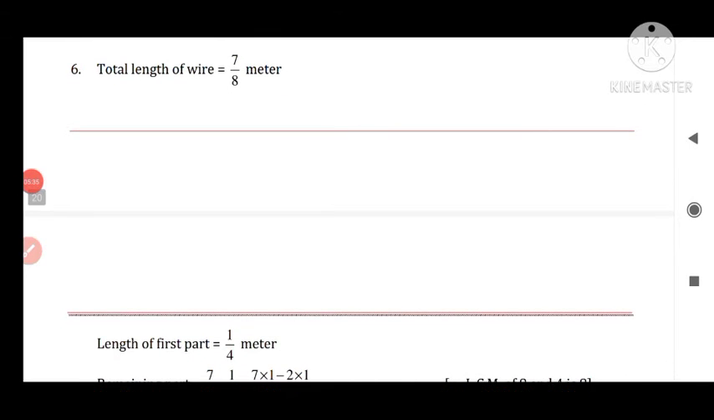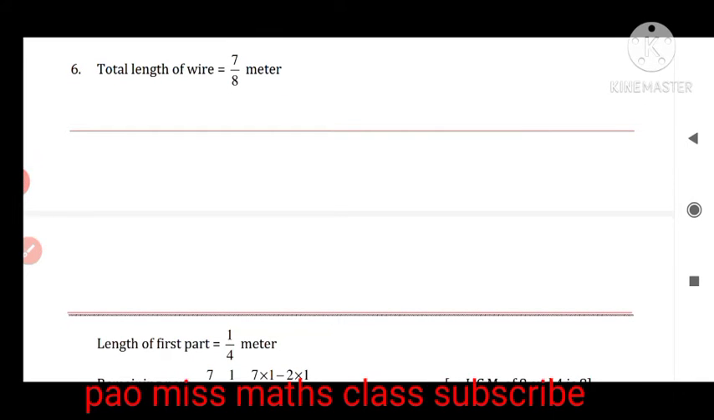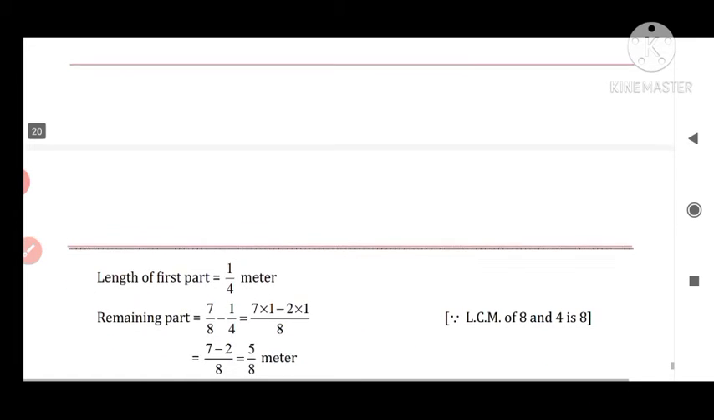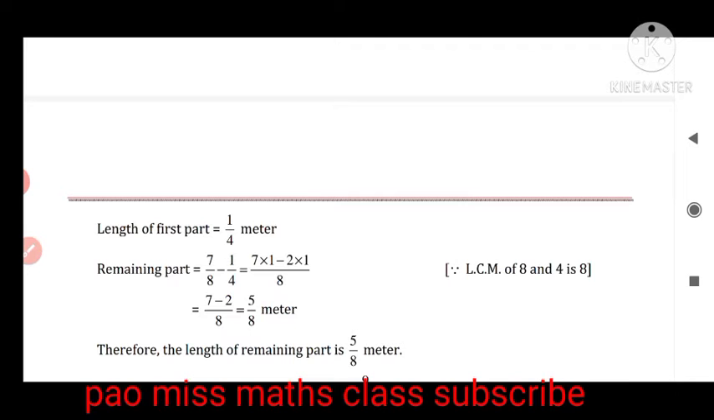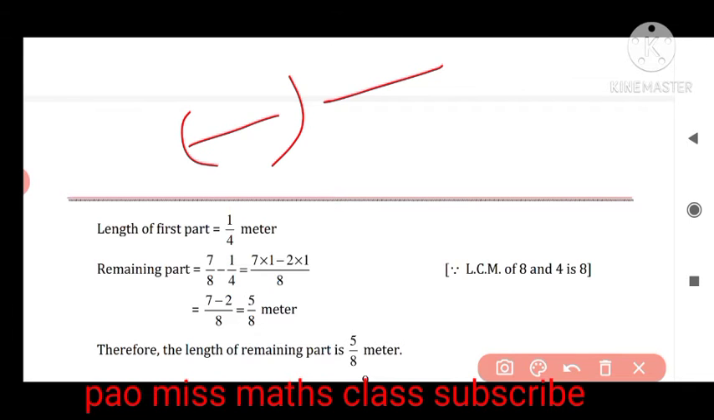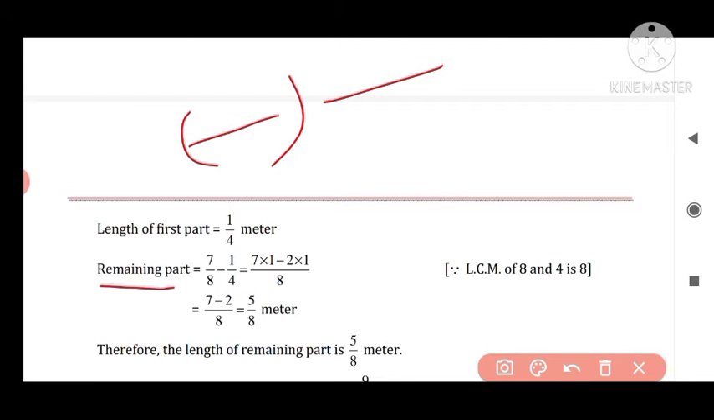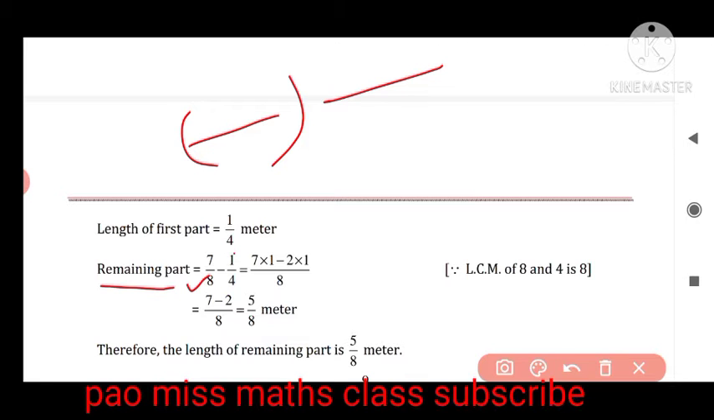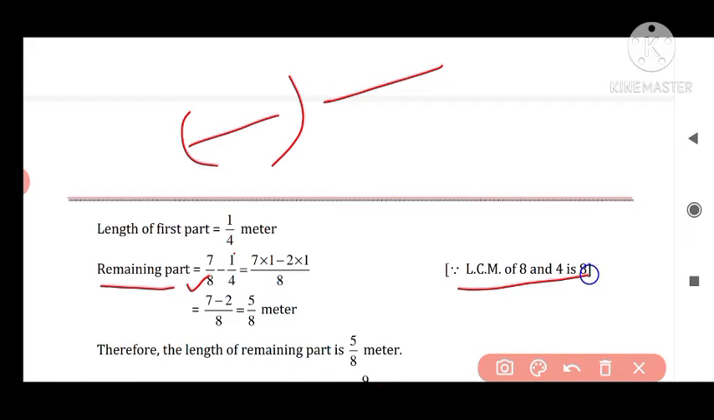You can see here the solution: total length is equal to how much? Total length of the wire is 7/8 meter, and that wire was divided into two parts, isn't it? So the first part is equal to 1/4 meter. Now the remaining part will be 7/8 minus 1/4. Now what is the LCM? LCM of 8 and 4 is what? 8, isn't it?